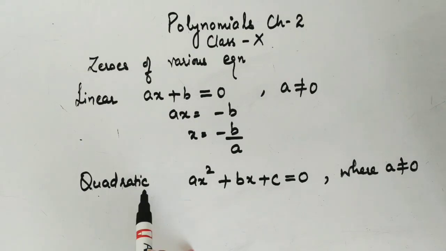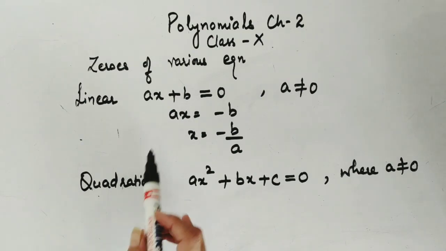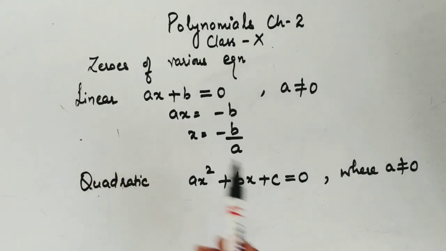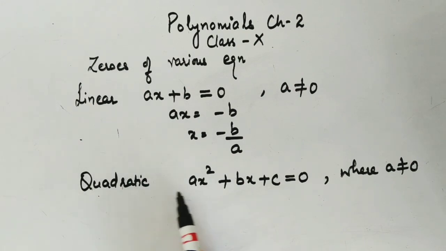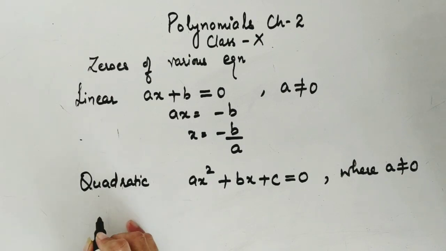We'll be looking for the methods to find zeros of a quadratic polynomial. Although we have discussed this, we talked about linear in class 9. We know how to make the factors of quadratic equations, and we know the methods to find the zeros of quadratic polynomials or equations.